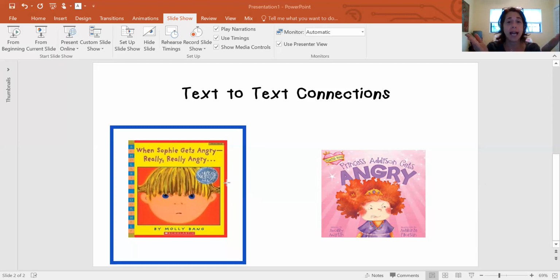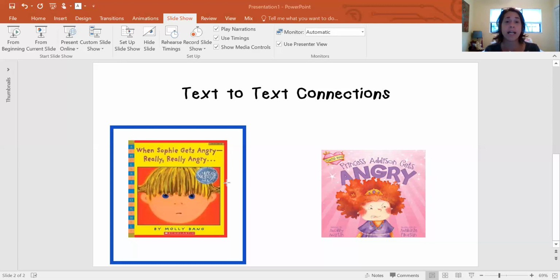Text to text. Tomorrow, you're going to be reading a story. And just think about if you know a story that you connect to it. And then on Wednesday, you're going to read another story and you're going to figure out how they connect. Can you do that? So you're going to read a story tomorrow, and then you're going to read another story on Wednesday. And I want you to figure out how they connect, okay? And tell me why. Text to text connection.